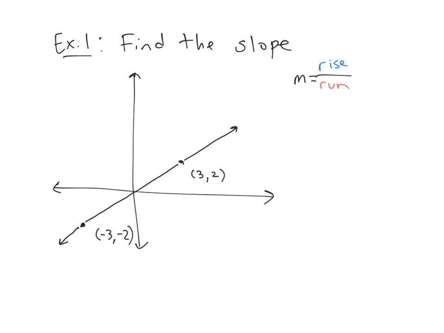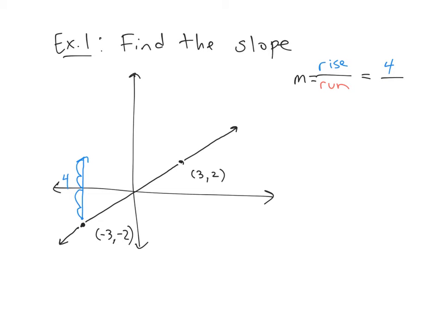And in this case, my rise, I'm going up from -2 to 2. So that would be 2 spaces, 1, 2, up to 0, and then 2 more spaces up to 2. So I'm going up by 4. So my rise is going to be 4 there.